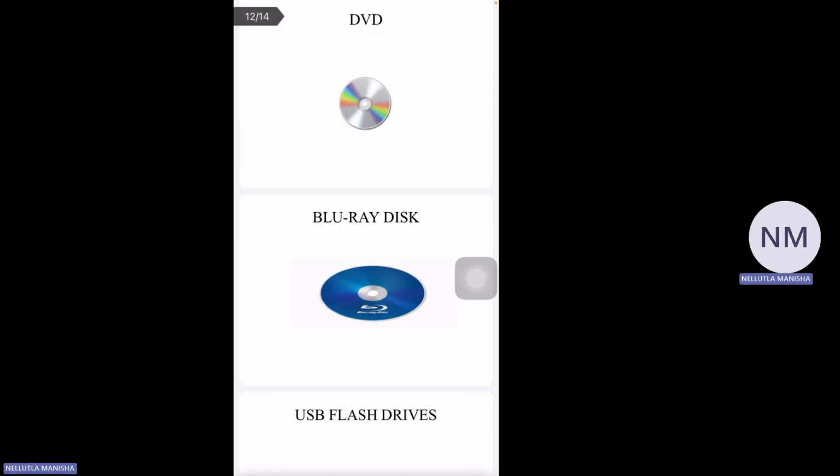And our next topic is the Blu-ray disc. A Blu-ray disc is an optical disc developed by the Blu-ray Disc Association, that is BDA, which includes leading companies such as Apple, Dell, HP, Samsung, Philips, Sony, etc. A Blu-ray disc has the same size as a CD or a DVD, but it can store much more data than a DVD. A single-layer Blu-ray disc can store 25 GB of data, while a dual-layer disc can store 50 GB of data.